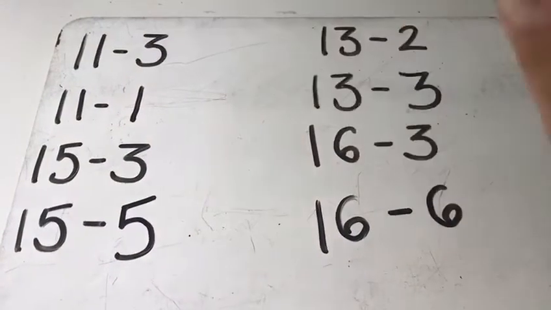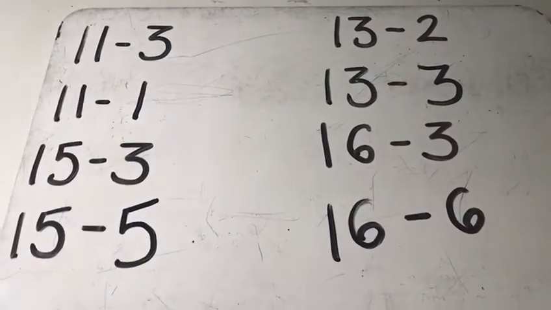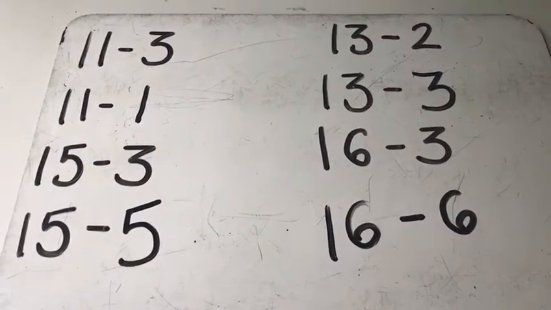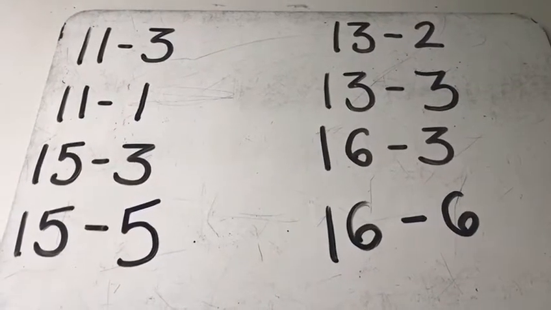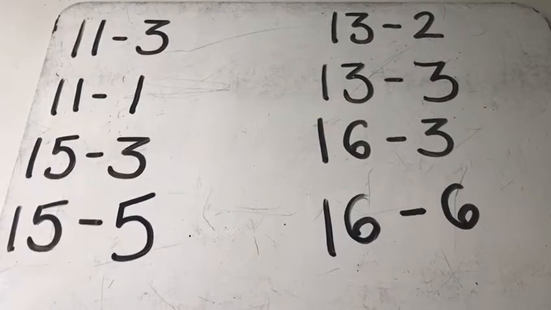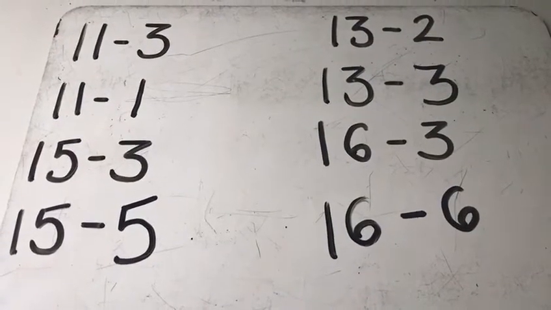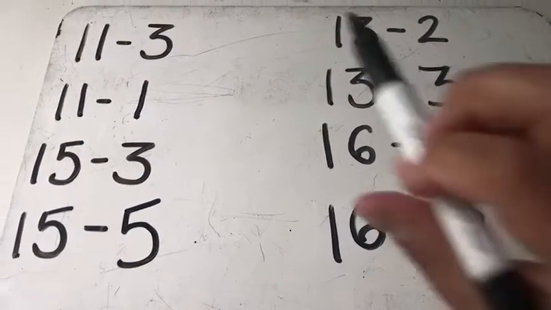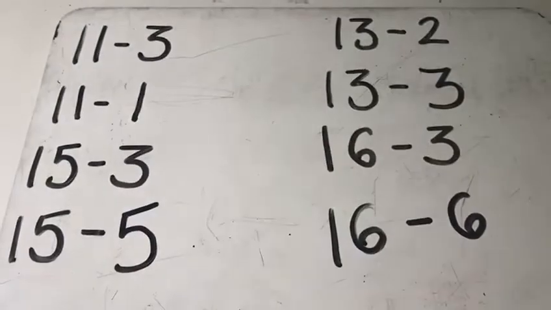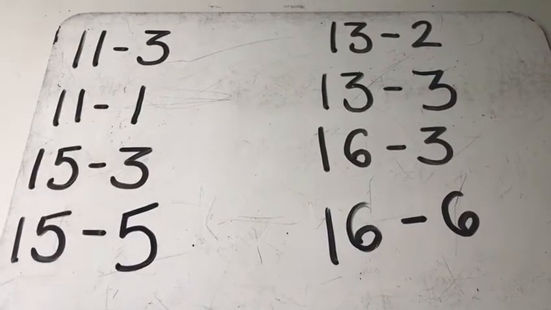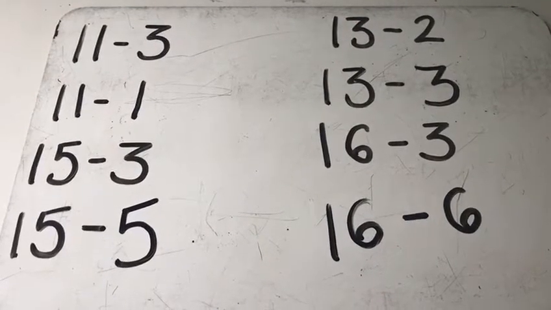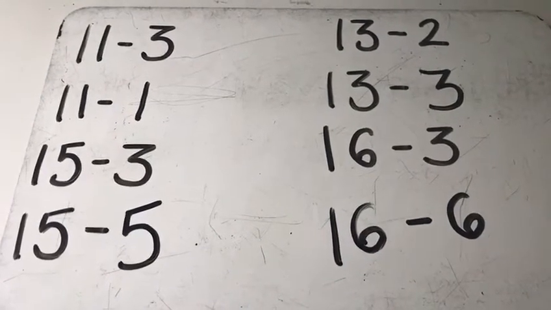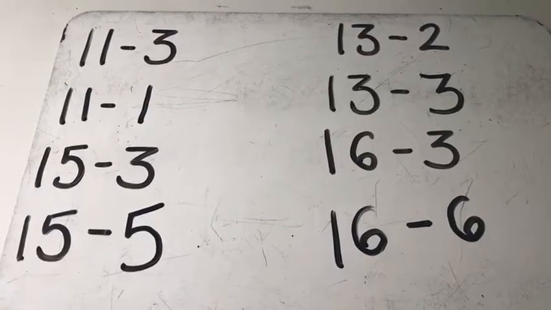11 take away 3. Well, let's think about the number 11. I know that 11 is one more than 10. When I'm counting up, I say 8, 9, 10, 11. So it's one more than 10. Now, if I were to take away 3, do you think I would manage to bridge to 10? I would end up with the answer 10 or an answer that's less than 10? What do you think?